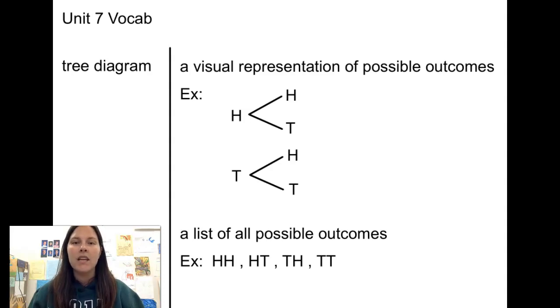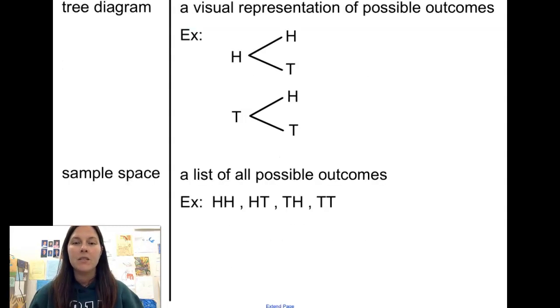The first way we're going to take a look at how to count a certain number of outcomes is by using a tree diagram. So I have an example for you here, and it's just a visual representation of all possible outcomes for an event. Our first example is an event where you flip a coin twice. The H represents getting heads and the T represents getting tails. So you can see that visual of heads, heads, heads, tails, and so on.